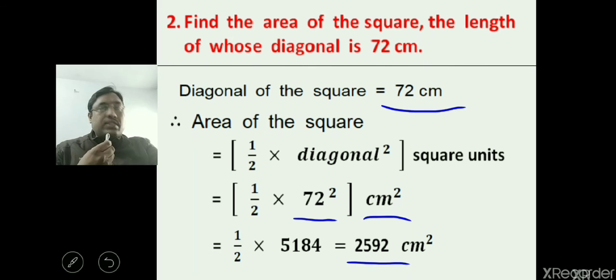So no need to find the side here. Directly with this formula you can find the area of the square when the diagonal is given.